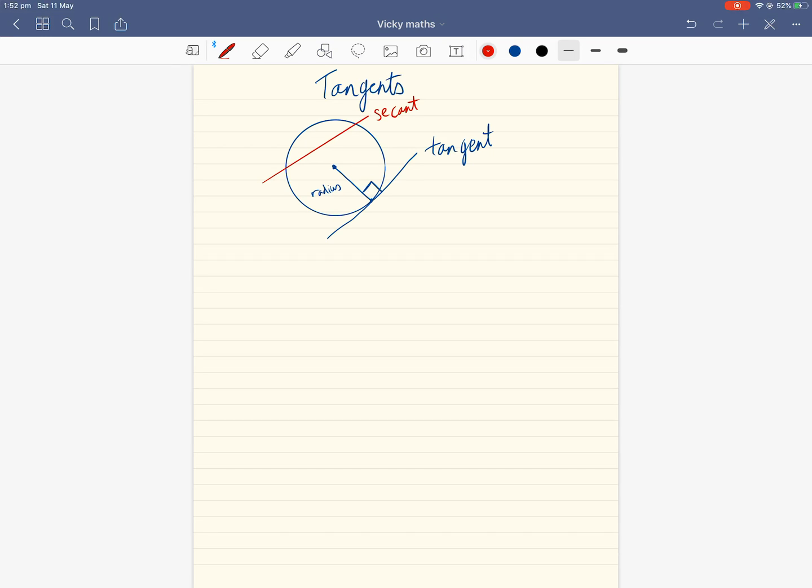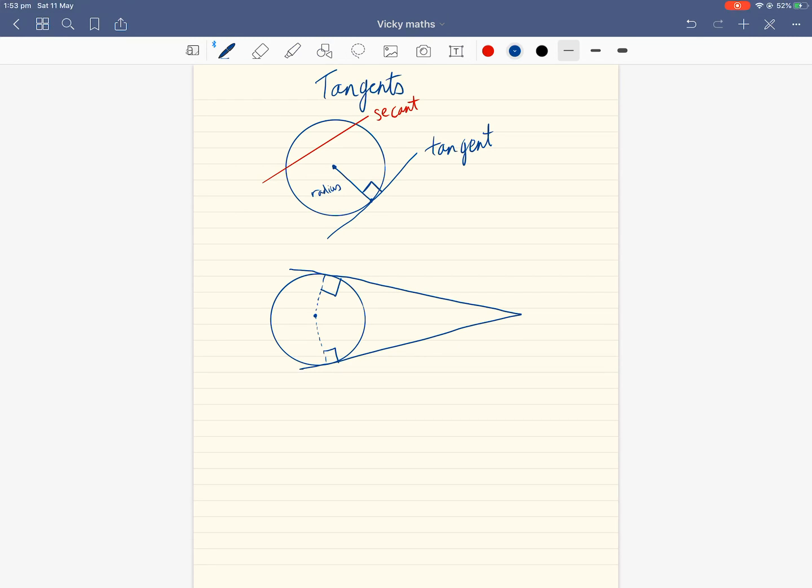Now, another property of tangents is that, suppose you have a circle, and then you have 2 tangents, so 2 straight lines, for example, like this and this. So we know that these 2 tangents are 90 degrees to the radius. That's one of the properties.